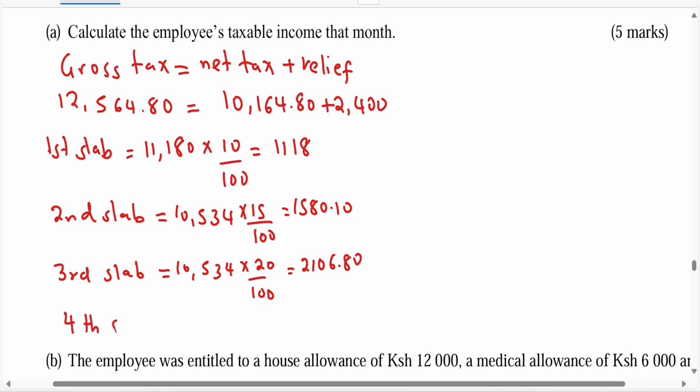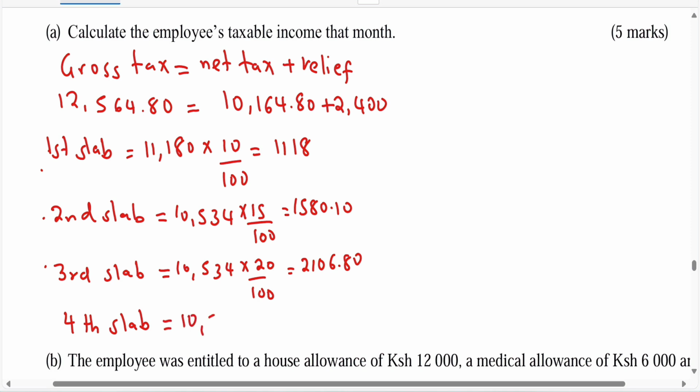Sasa utashtuka kuwa if you add the first, the second, the third, the total of those three itakuwa bado haijafika 12,564, and that is why I'm still continuing with the fourth slab. Ukitaka confirm, angalia mwenyewe 1,118 plus 1,580.1 plus 2,106.8. Je, imekupa answer ambayo imepita 12,564.8 ama bado haijapita? And the right answer is haijapita. So ndio maana tunaingia in the fourth slab.